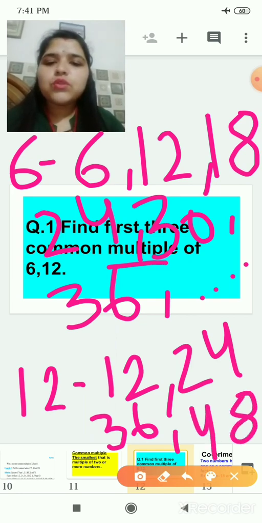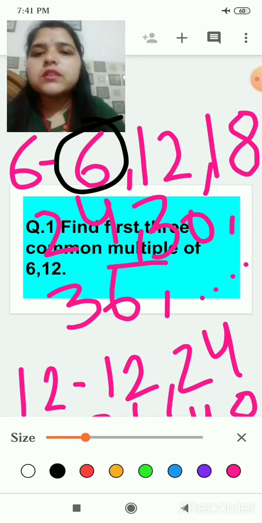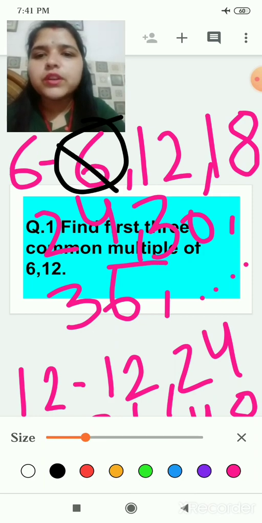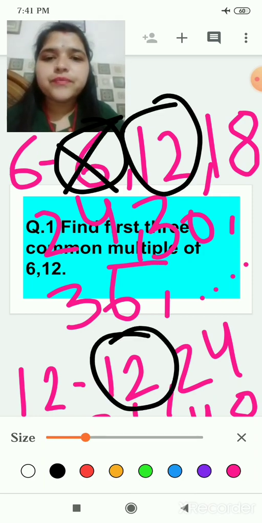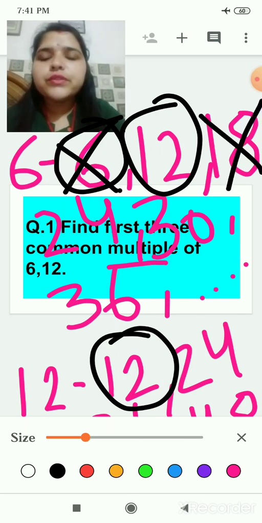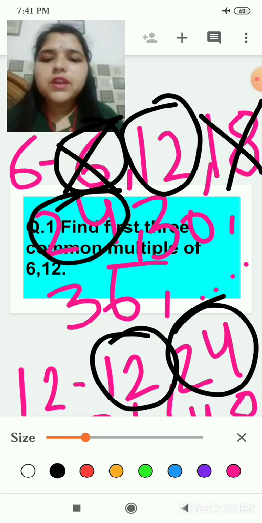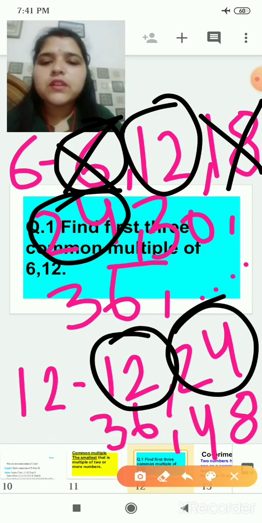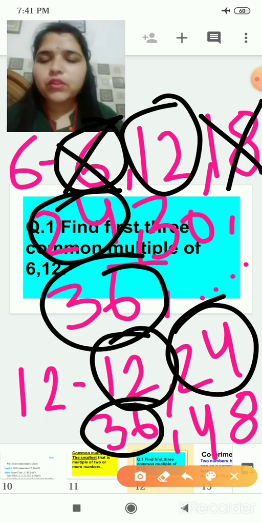So what will be common? See, here is no space, so I am writing like this. What will be common? 6. Oh, not 6, sorry, 12, because 12 is here, 12 is here. 18 is here but not here. 24 is here, 24 is here. So this will be common. Same way, 36 is here, 36 is here. So this will be common for the common multiple of 6 and 12.